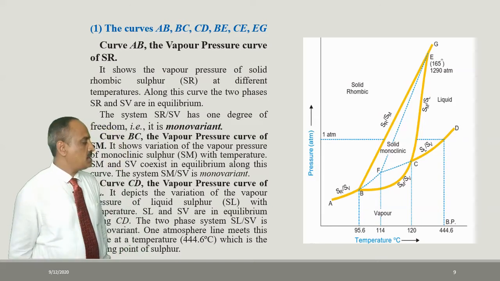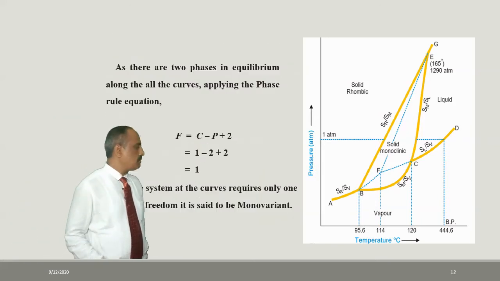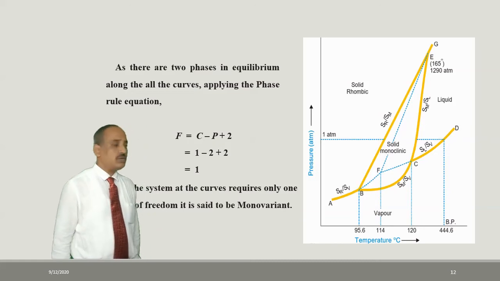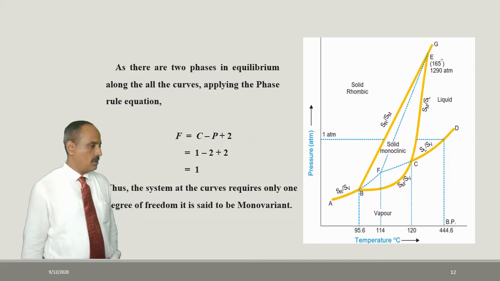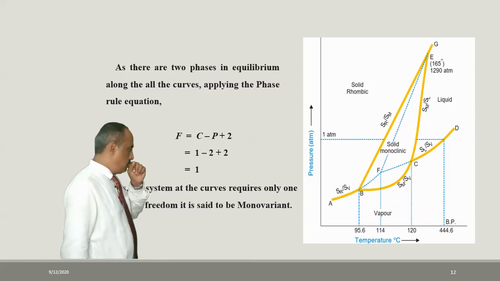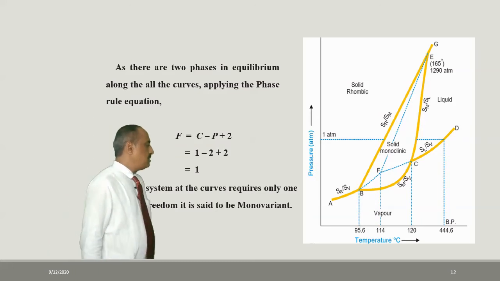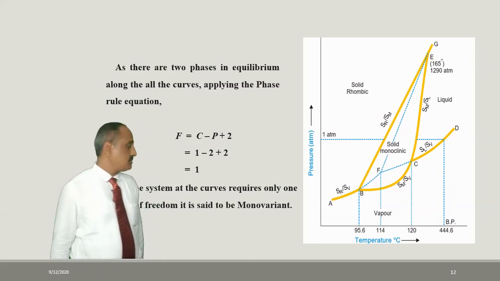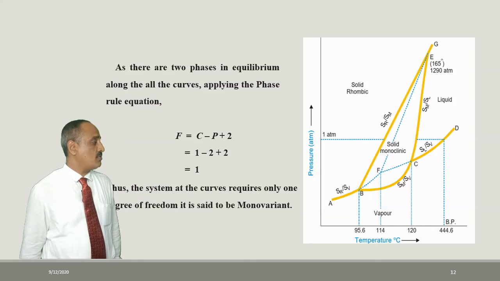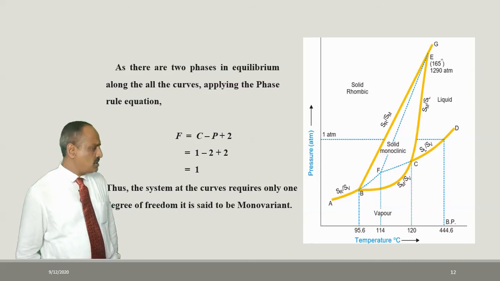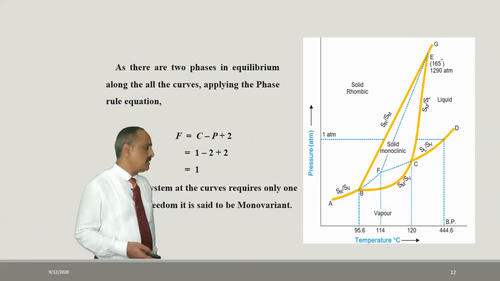So, again if you see here, curve CE is the fusion curve of sulphur monoclinic, and the 6th curve is curve EG, the fusion curve for sulphur rhombic. So, these are the different curves that are there.